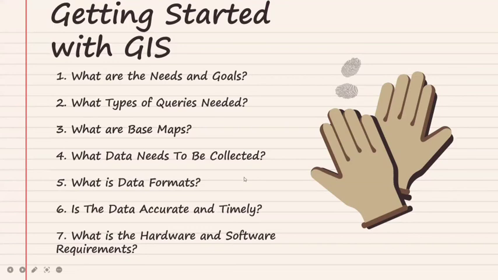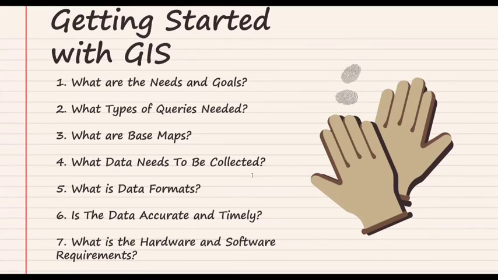Next to consider is what are the data formats. Mapping systems can integrate various data formats. However, the most common format is that of a database file, a file extension ending in .dbf. Fortunately, most spreadsheet tables can be converted easily to database files to make them ready for integration into a GIS.